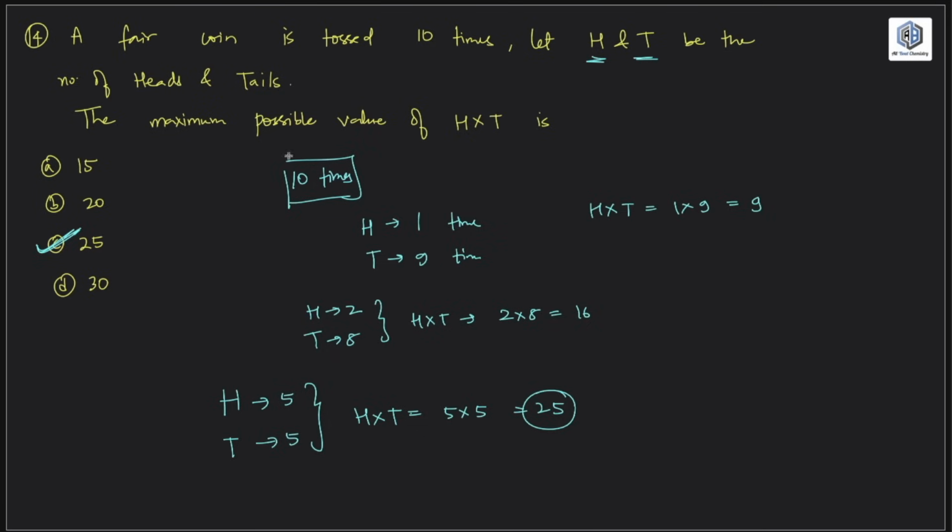You cannot get any value greater than 25, whatever number of times you take heads and tails. Remember that the total number of times is 10, so you can take 6 heads, 4 tails, 7 heads, 3 tails, or vice versa, and then 8 heads, 2 tails, and vice versa. You will never get a number more than 25. For testing, if heads is 6 and tails is 4, then 6 into 4 will give you 24, again a smaller number than 25. That's why the correct answer is 25.